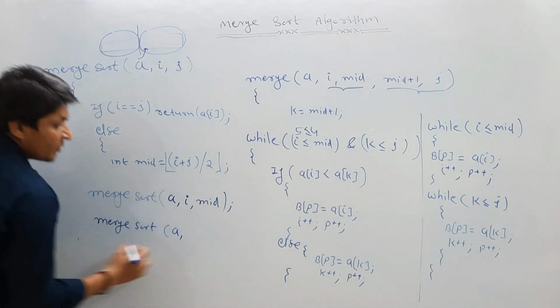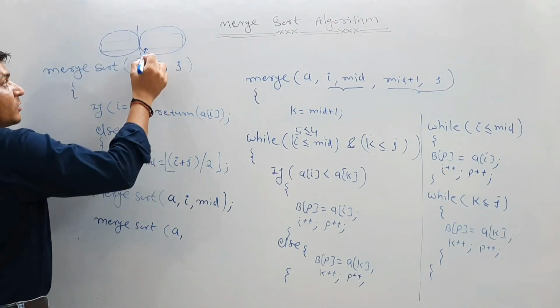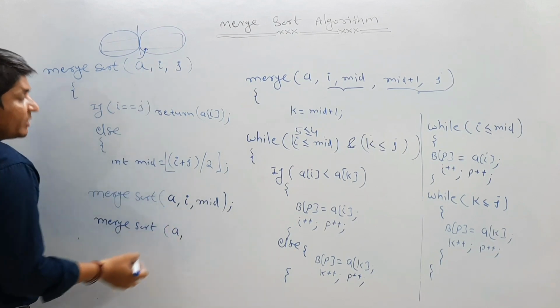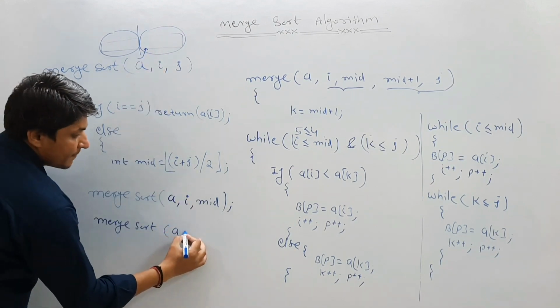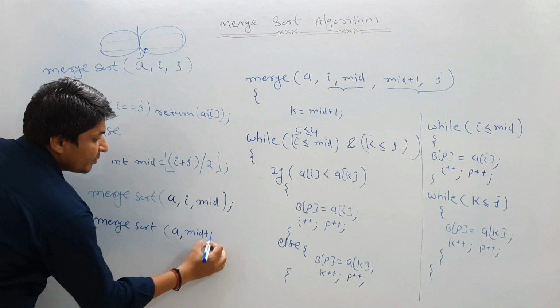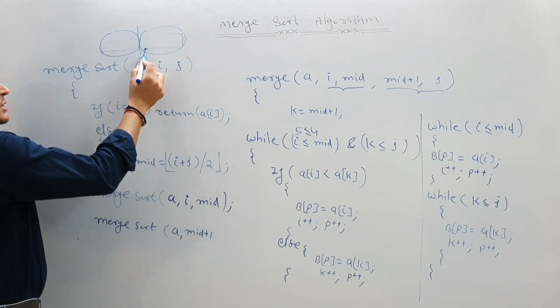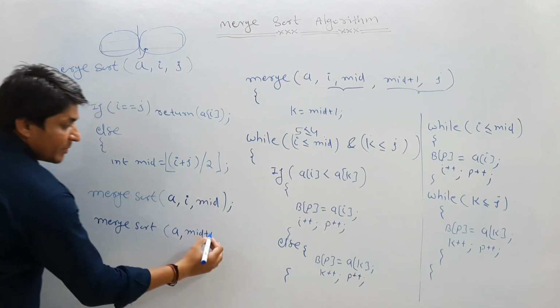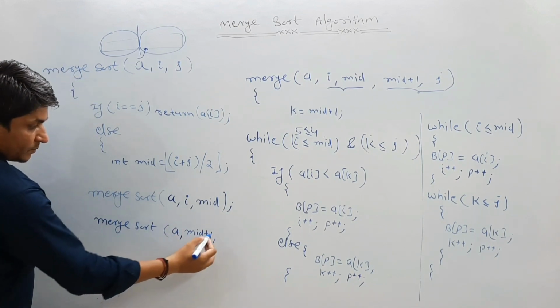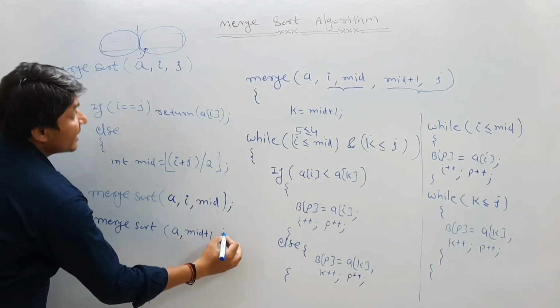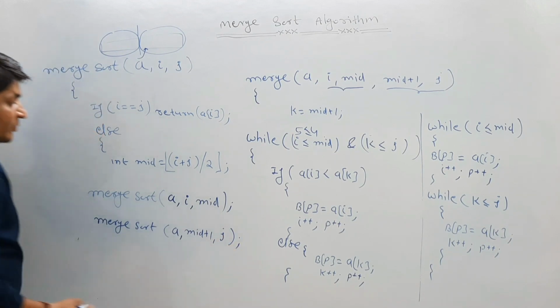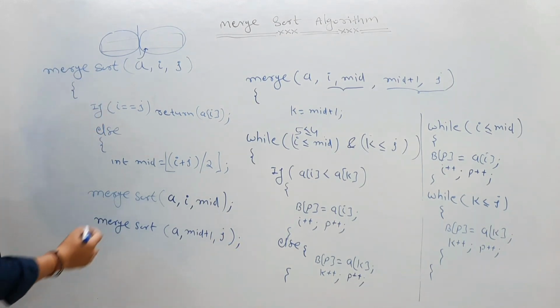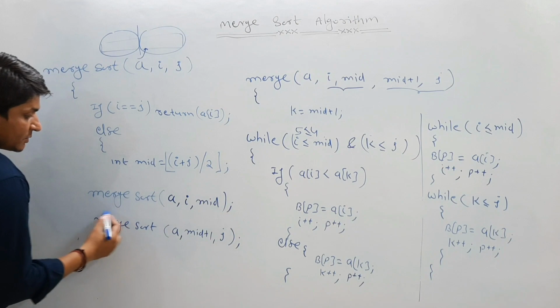So merge sort: A is the array, and i is what? So now what would be the argument here? So mid plus 1. Mid plus 1 means this is the starting index of this array, which is also unsorted. Now mid plus 1, then the last index is j, correct? So this is the merge sort for the left side, and this is the merge sort for the right hand side.